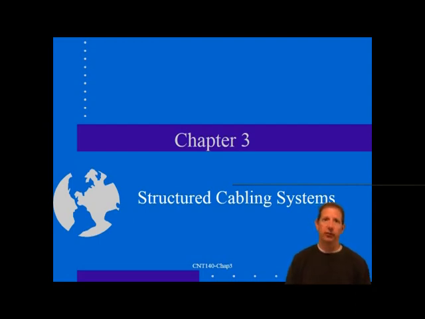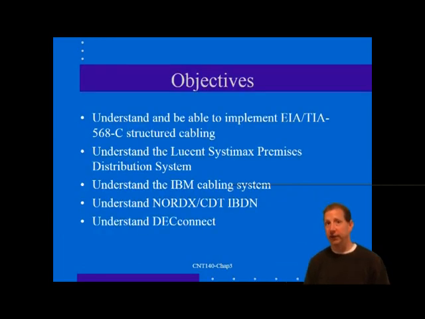This portion we're going to be covering Chapter 3, the Structured Cabling Systems, and we'll be highlighting the EIA-568 Structured Cable System. We'll talk about some Avaya and Lucent AT&T Systimax premises distribution systems, the IBM Cabling System, Nordics, and D-Connect, or DEC Connect. What we need to start with is talking about today's structured cabling systems.